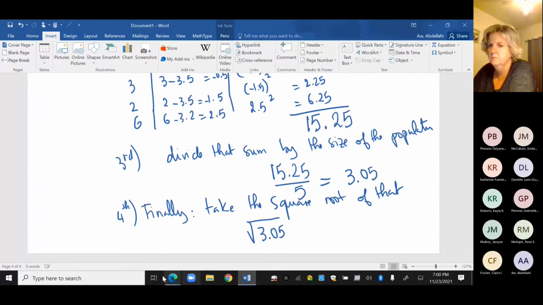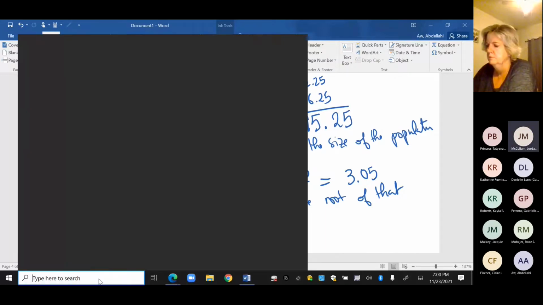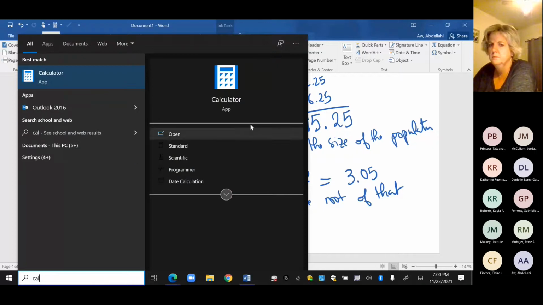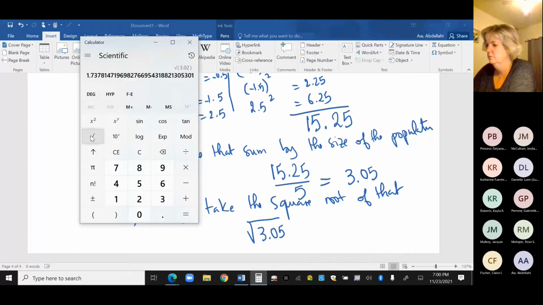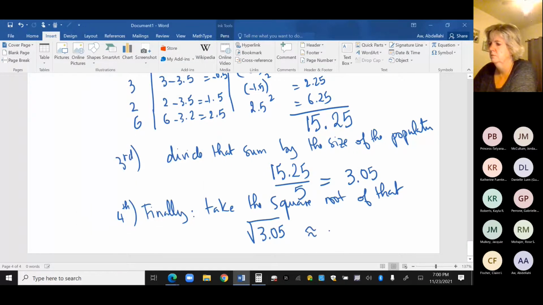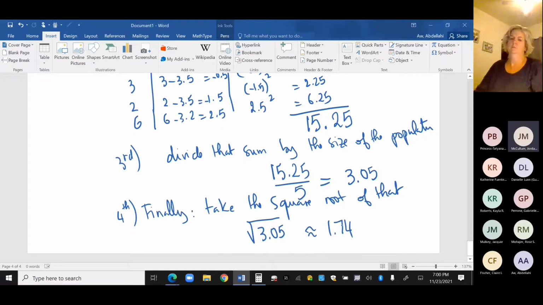Everybody, if you look at your calculator, you're gonna see the square root like this. You see, square root 3.05 and then square root. How much is it? 1.73 or 1.74 if you round. That is the standard deviation.